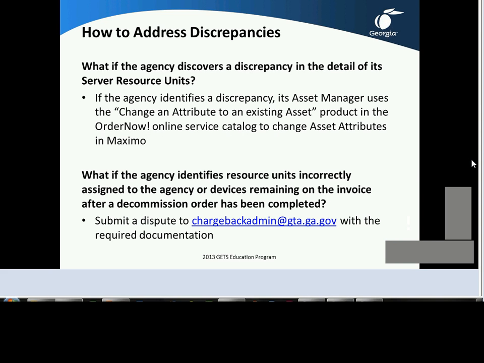And we always like to review how to address discrepancies in your invoice. So once you've completed the reconciliation of your invoice and you may have found some discrepancies in the detail, as far as servers go, you might find a cost center that's incorrect or the image category is incorrect, but none of these are real billing triggers, so this would be something that you would fix through order now and the change in attribute to an existing asset by your asset manager.